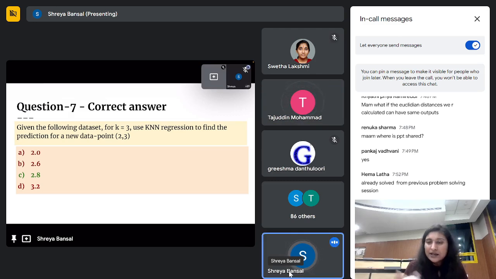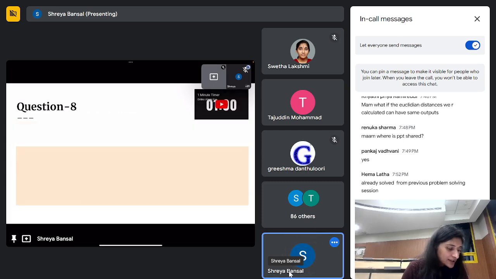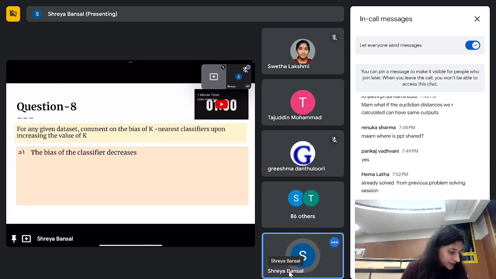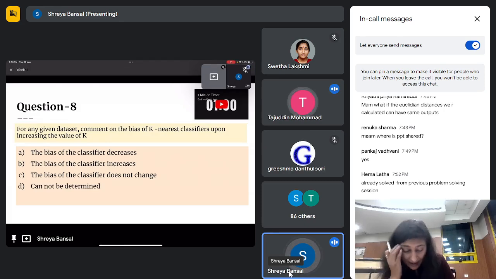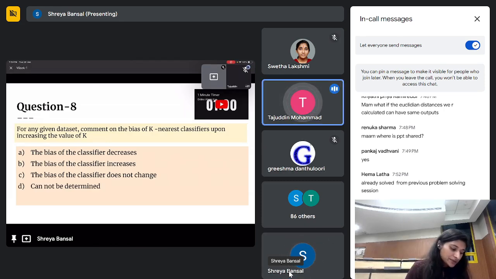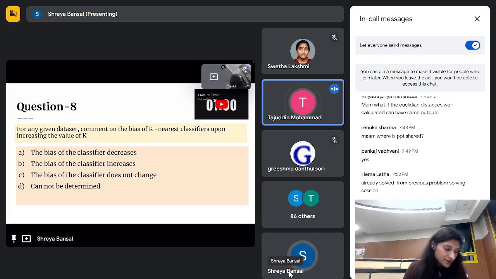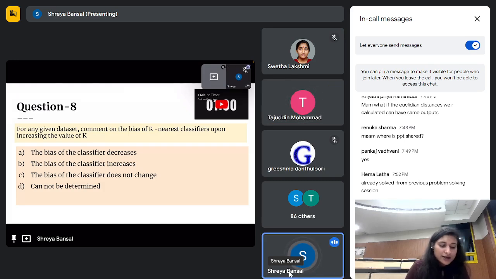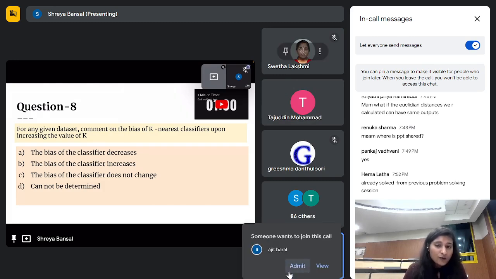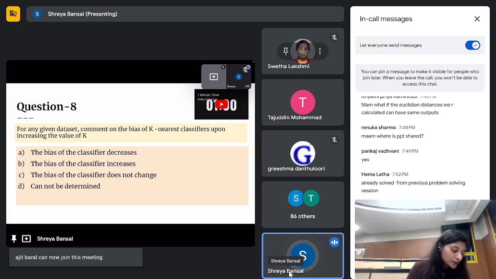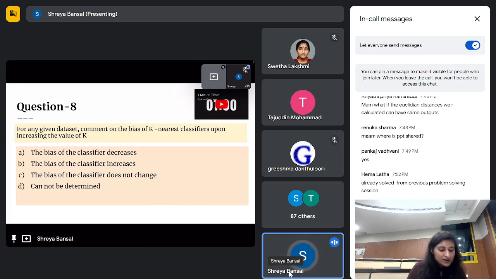This is how you can easily go on with the k number of neighboring points. Okay. Next question is related to bias and variance. Let's come to the concept of bias and variance. The question here is related to the k-nearest neighbor, where this k is a very important factor. If you increase the number of k, what happens to bias and what happens to variance? It is asked whether the bias of the classifier decreases, increases, does not change, or cannot be determined.